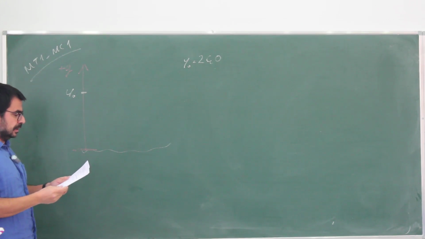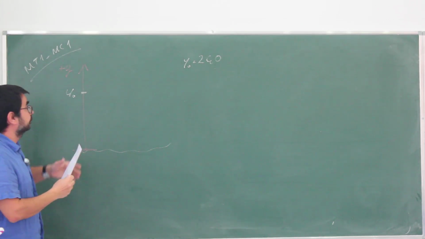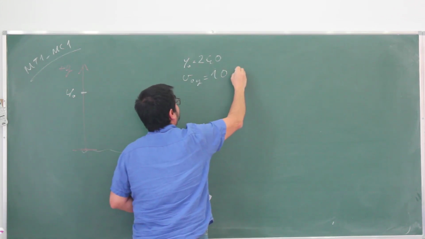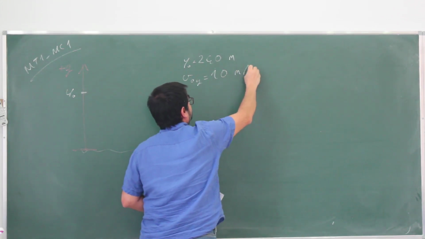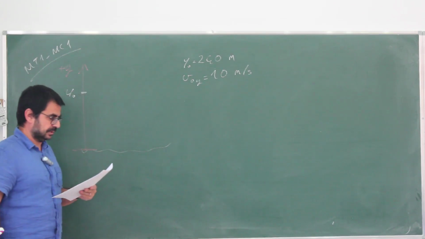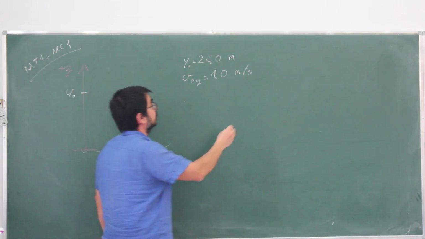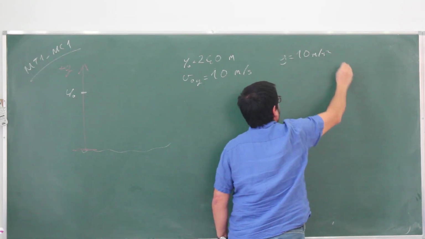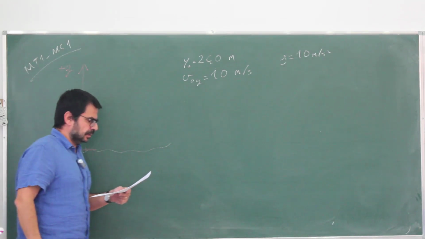And velocity: this is going up vertically, so v0y is 10 meters per second. This is in meters, this is meters per second. We are using the MKS unit system, and we take g to be 10 meters per second squared, instead of the more conventional 9.8.